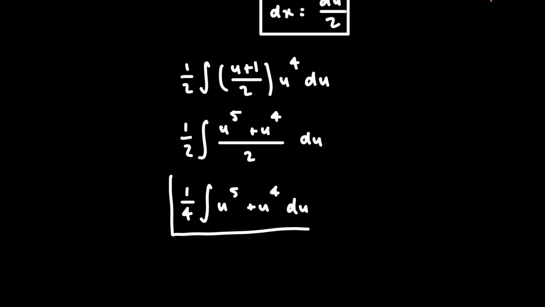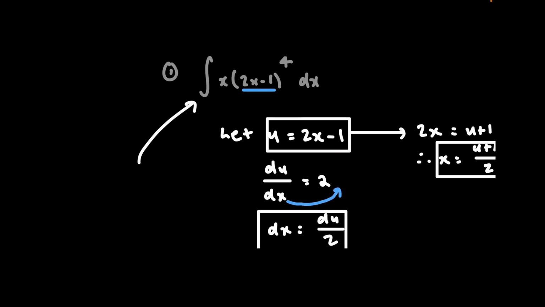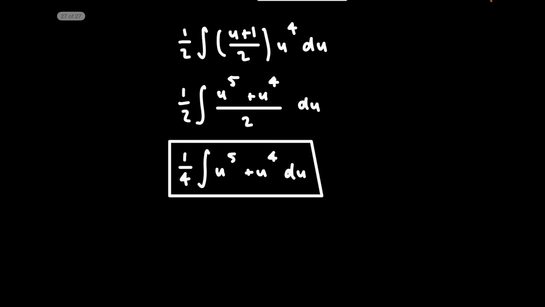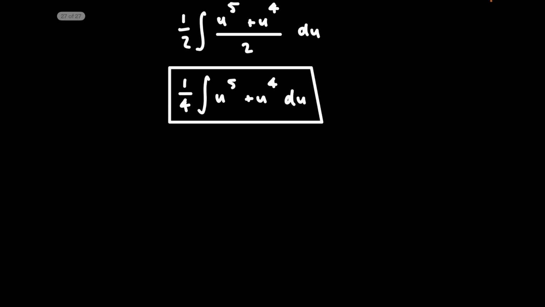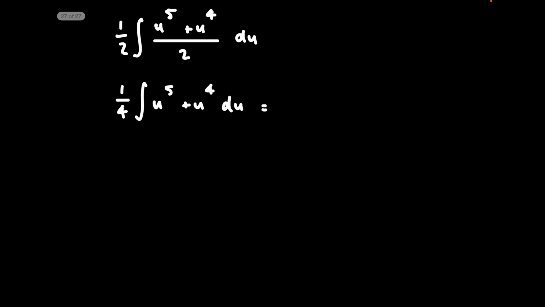Now, if you have a look at this integral, this is much easier to integrate than the very first integral at the top. The first integral you had to either expand or it just didn't look nice. Now we can actually integrate this. So all the integral here becomes is the normal power rule.